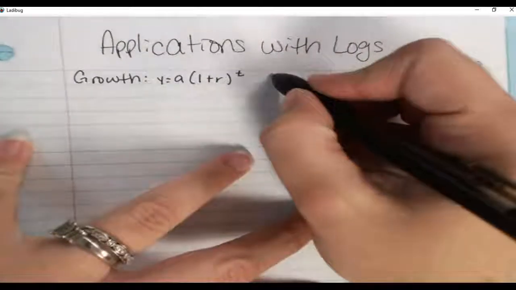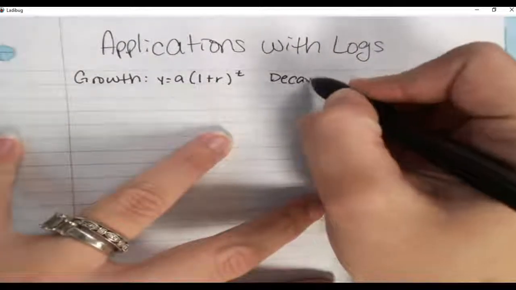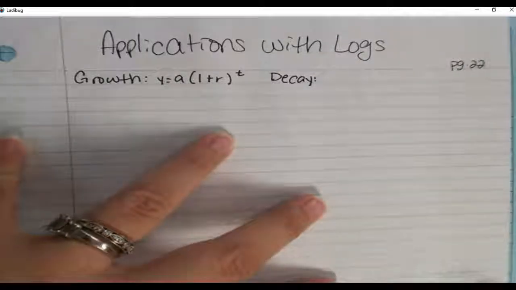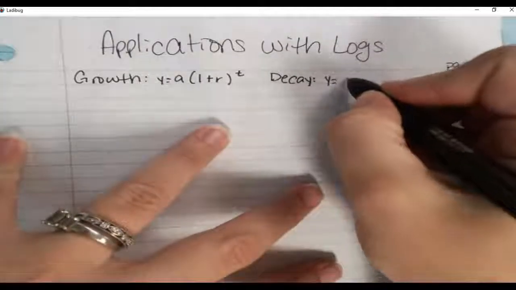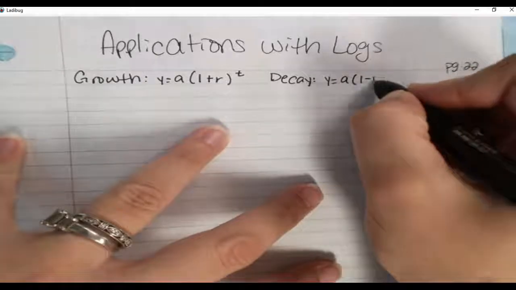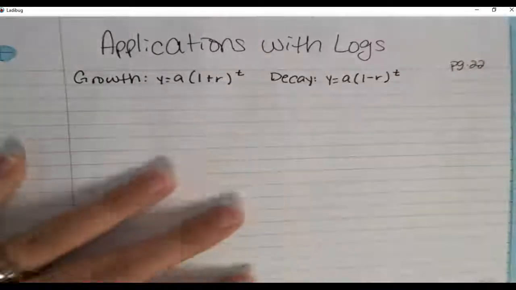And then if you're looking at decay, the formula is the same except you do 1 minus r. So y equals a 1 minus r to the t.